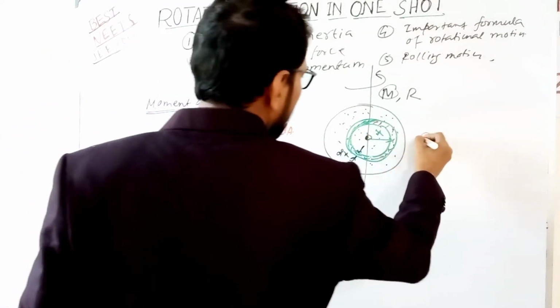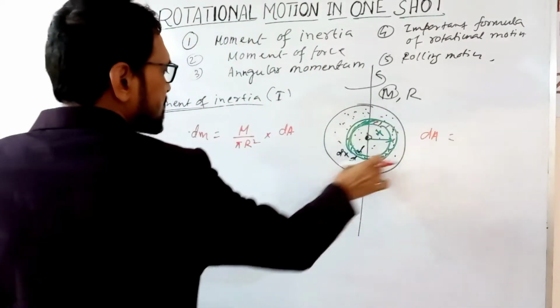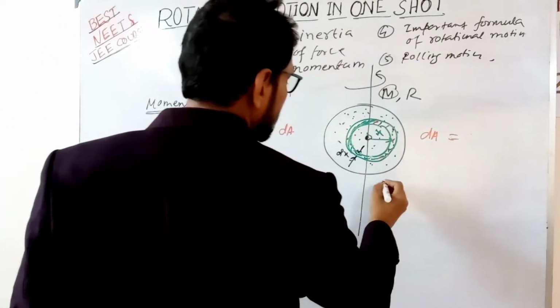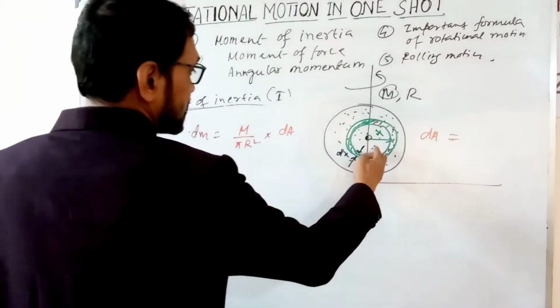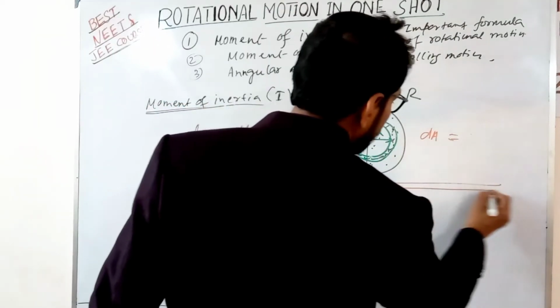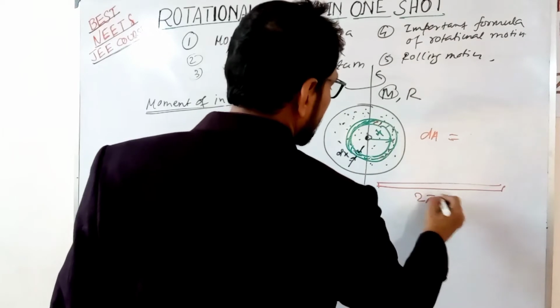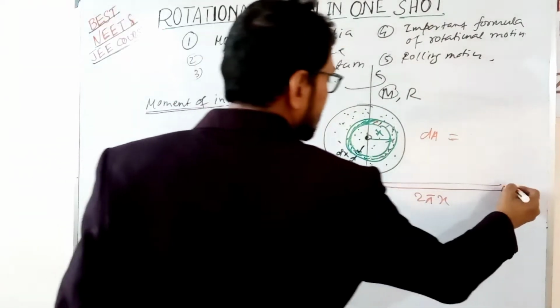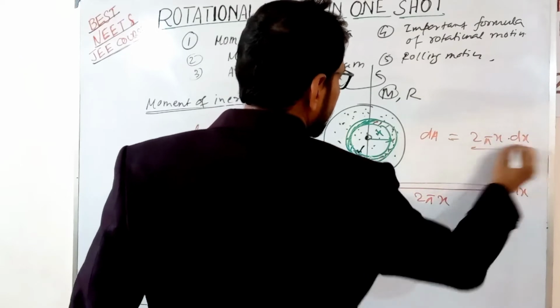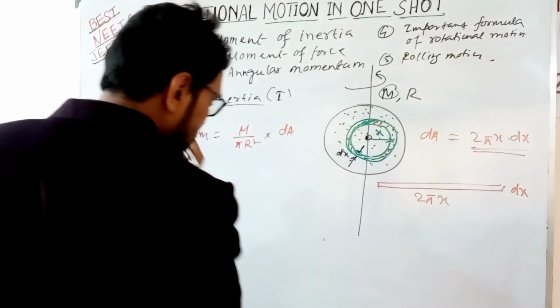Now what is the area of this part? Area of this elementary stripe equals length into breadth. If we cut this ring and extend it, the shape will be like this. So here length will be 2 pi x and thickness is dx. So the area will be 2 pi x into dx.